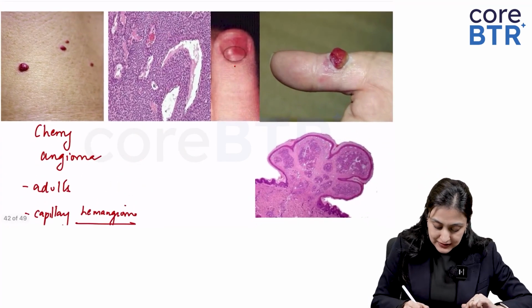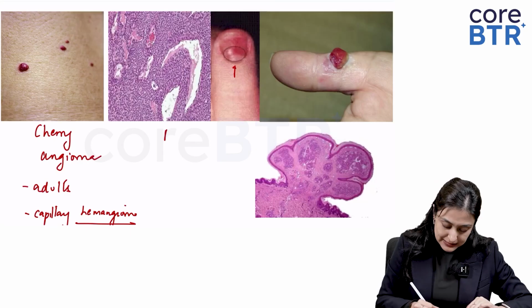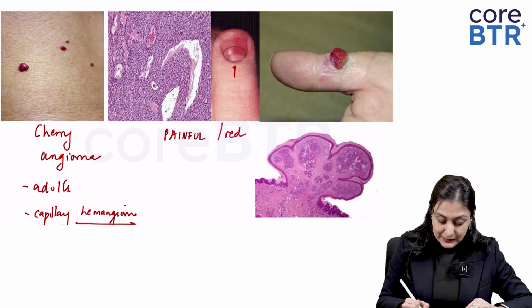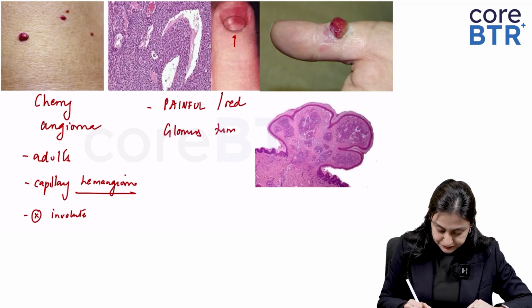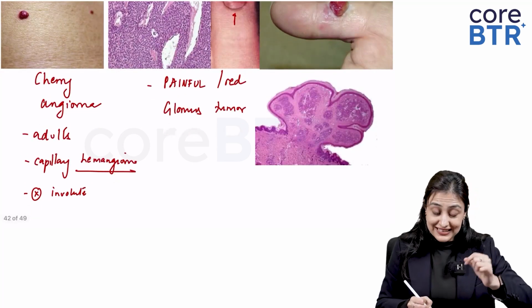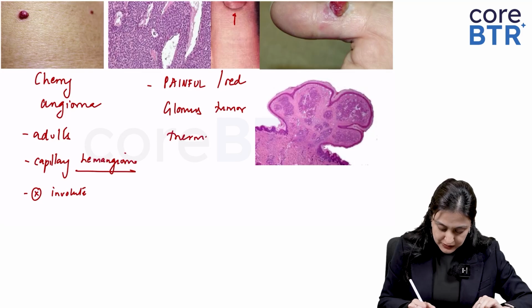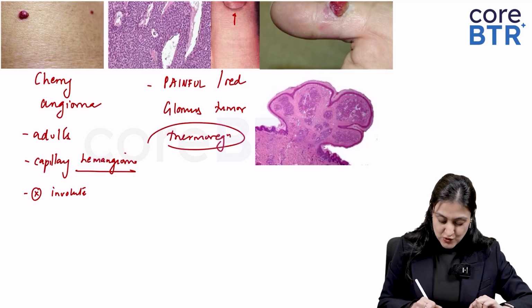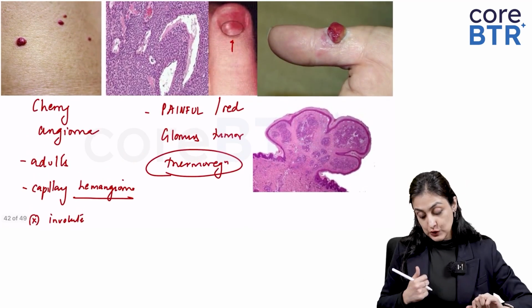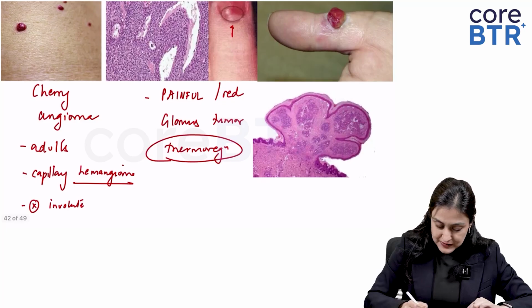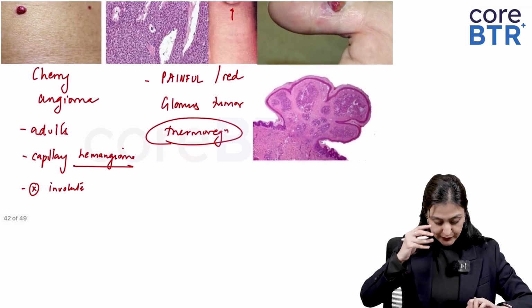Then if you see the nail bed, a very, very painful red lesion they will describe in the nail, this is what is called a glomus tumor. This is an organ in the nail bed that is responsible for thermoregulation. So exquisitely painful is what they will describe here. This is glomus.